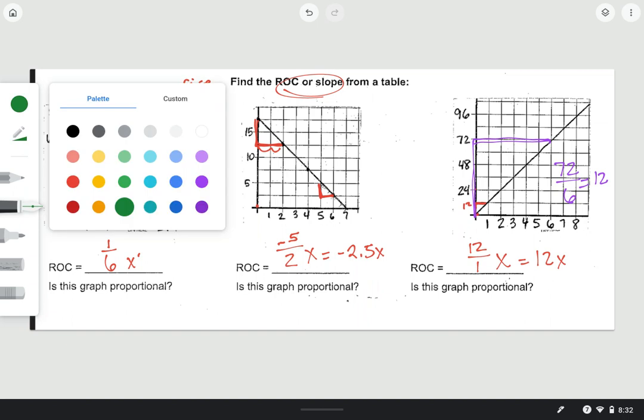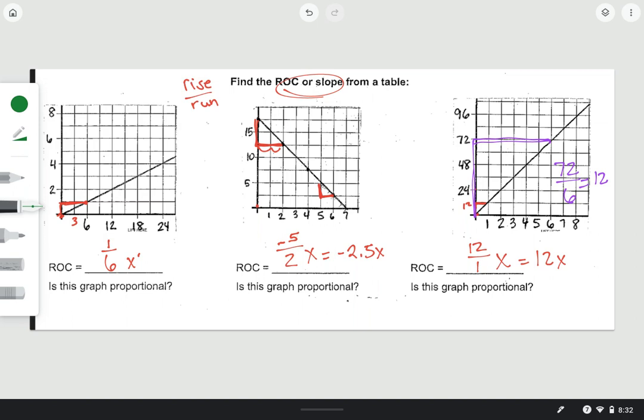And then let's really quick answer these questions. Is it proportional? We're going to review proportional in a minute, but proportional means it touches the origin. So this one is proportional, this one is not, and this one is proportional, again, because it touches the origin. This one does not touch the origin. This one touches the origin. So that's how we know it's proportional.